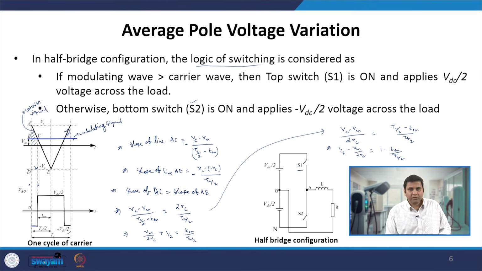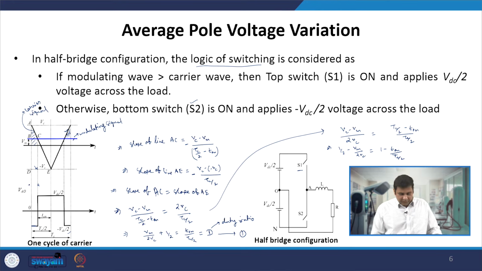Vm by 2 Vc plus 1 by 2 is equal to T on by Tc by 2, which is D. We define a term called duty ratio, because it is the portion of Tc by 2 where your S1 switch is on. So this is a term called duty ratio. Now let us define this as equation number 1, because we will be using this equation to derive the average pole voltage variation.